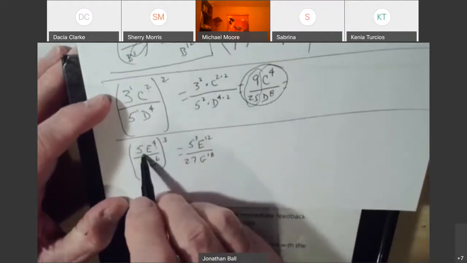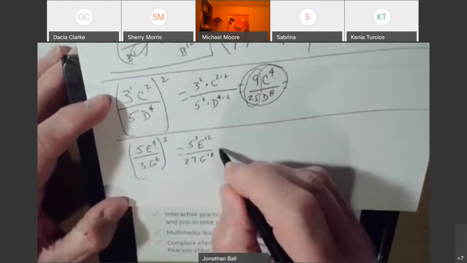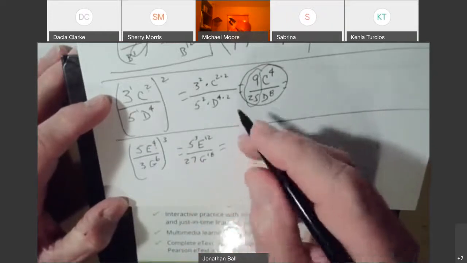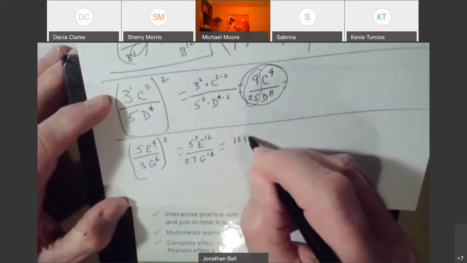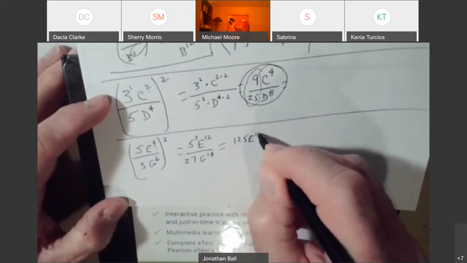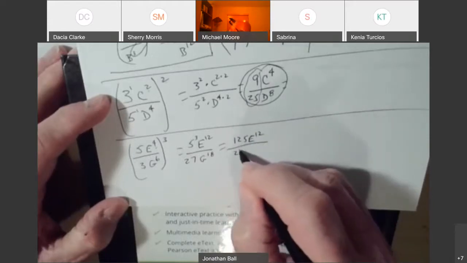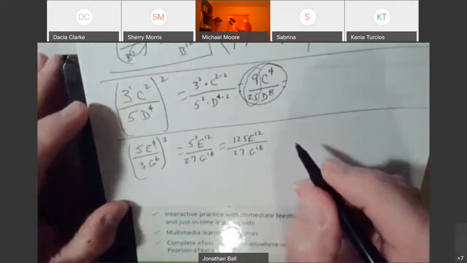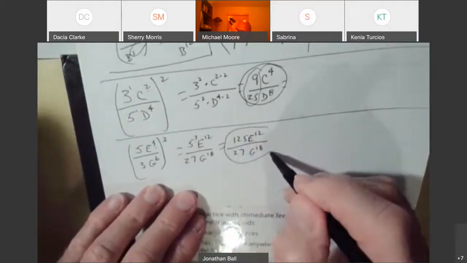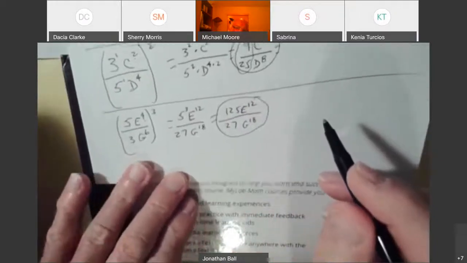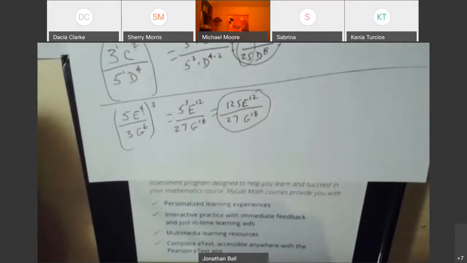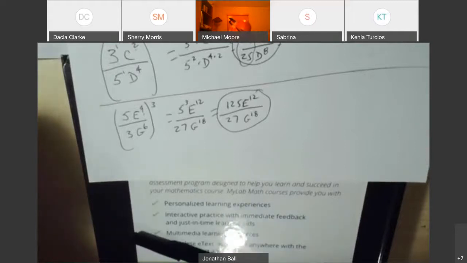Okay? But again, don't forget 5 cubed, I forgot to do this. 5 cubed, I think, is 125. e to the 12th over 27 g to the 18th. The only thing you really need to take away from this is when you have a power raised to a power, you multiply the exponents.